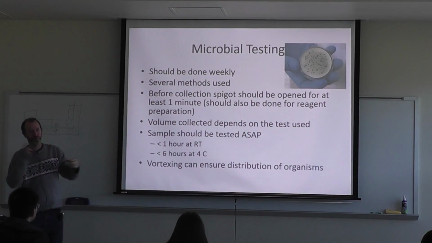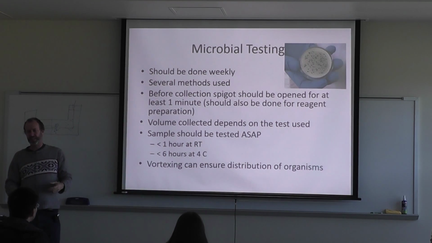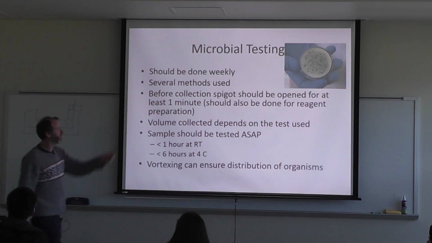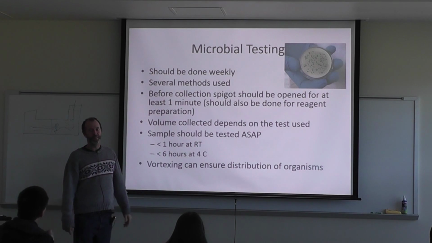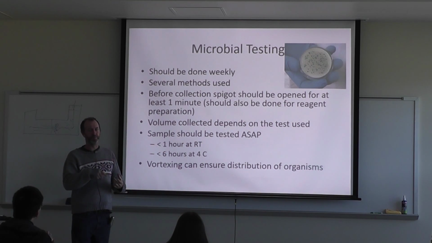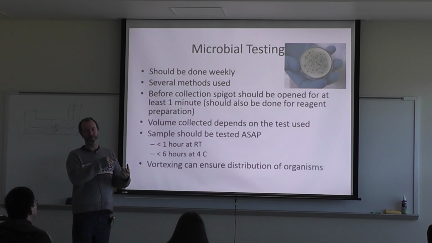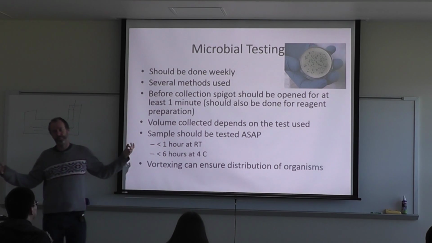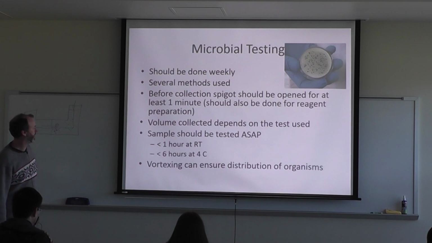Vortexing can ensure distribution of the organisms. Have you guys done this in micro, where you test the water and do several different dilutions and count the colonies? I did that in my micro lab. Yeah, that's one way they test for coliform contamination in water supplies. They spiked water for us with E. coli, and then we had to do several dilutions and come up with a colony count or bacterial count in the water supply.